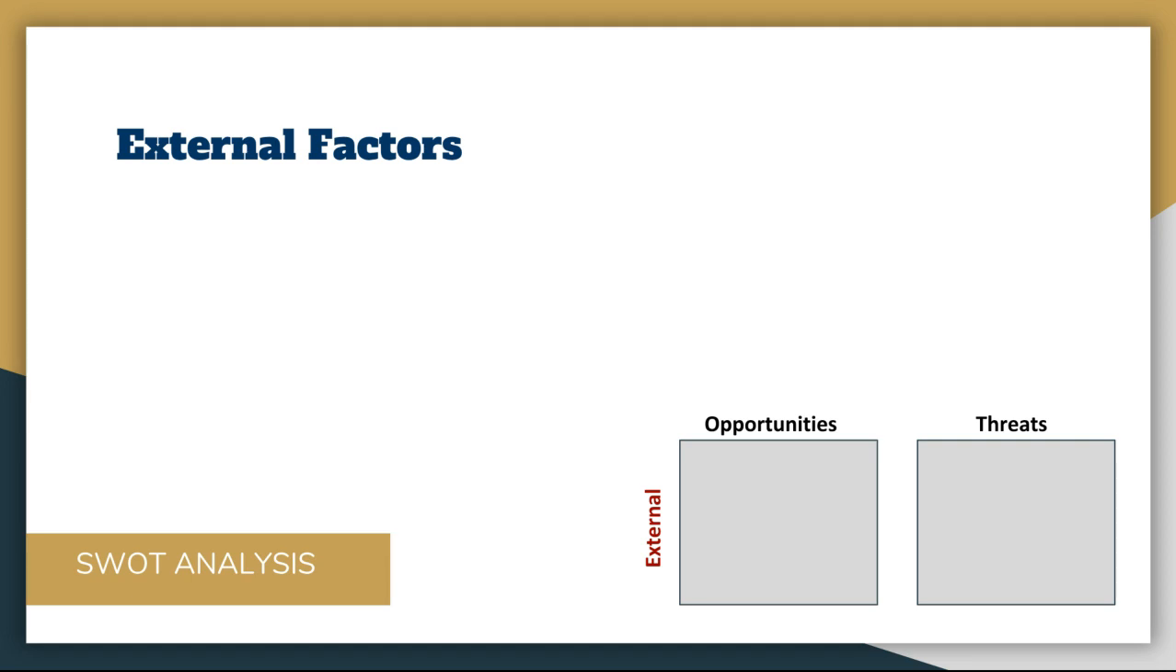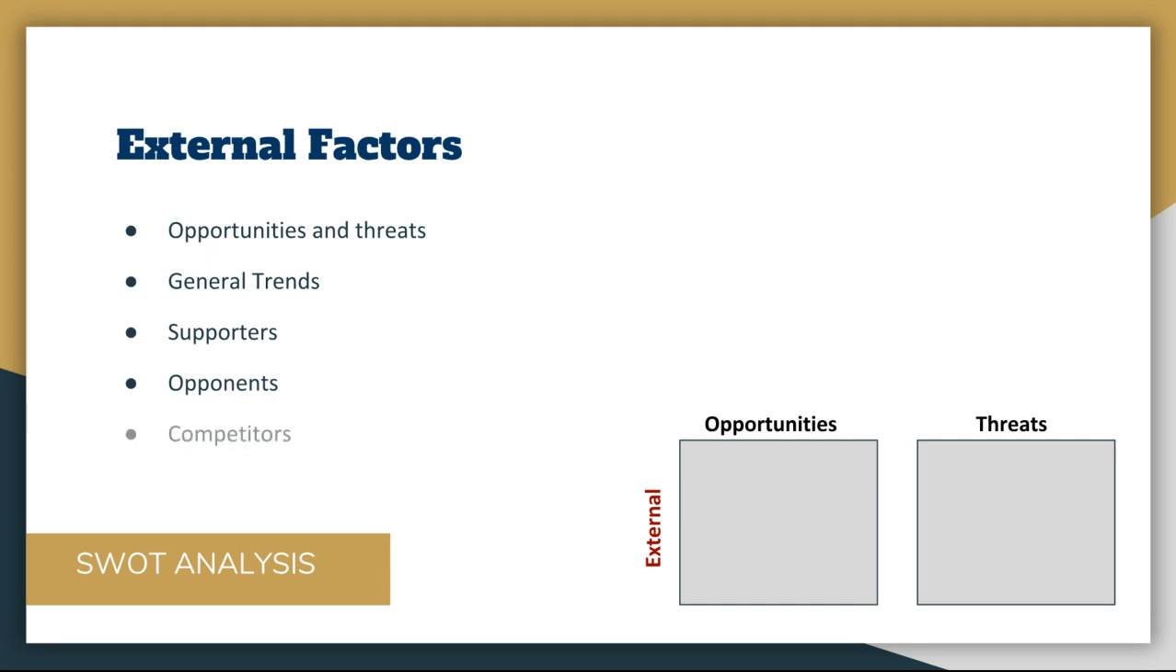Moving on to external factors, the opportunities and threats, you want to look at general trends, which are social, political, technological, or economic changes that affect organizations externally. You also want to look at their supporters, people or groups that will help further the organization's goals. On the other hand, they have opponents, people or groups who are against the organization based upon previous or current actions. And you also want to look at competitors, competing organizations within the same field.